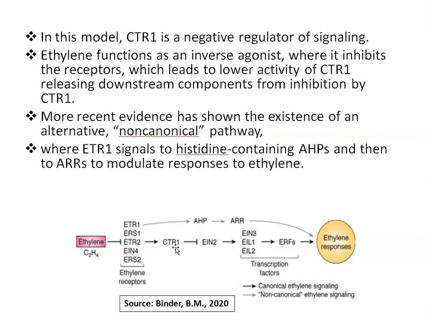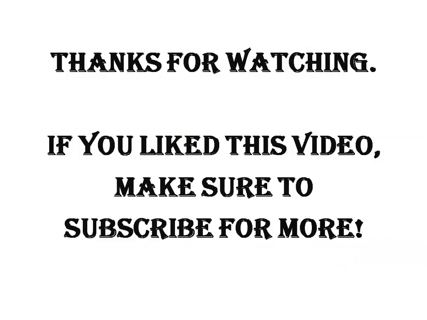Now, more recent evidence has shown the existence of an alternative non-canonical pathway. Just look at this diagram. This is another pathway, the non-canonical pathway. In the non-canonical pathway, the ETR1 receptor signals to histidine containing AHPs, and then to ARRs to modulate responses to ethylene. So this is the non-canonical signaling pathway. So this is all about ethylene signaling.